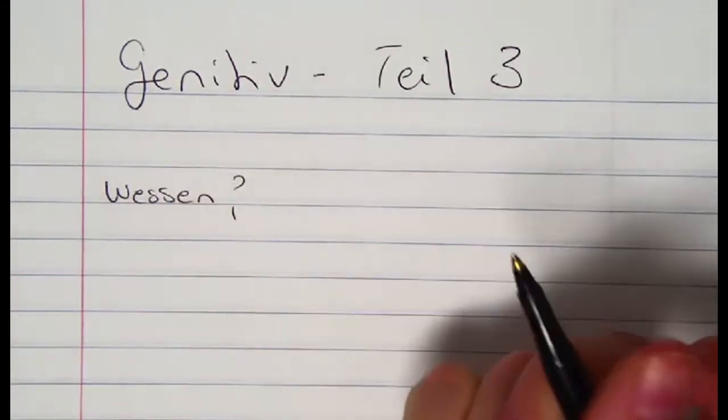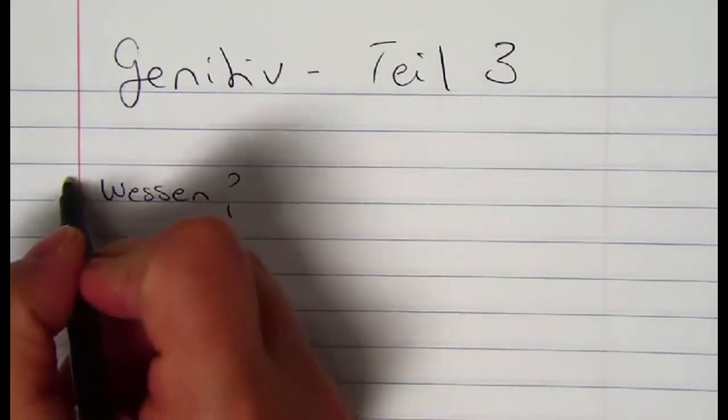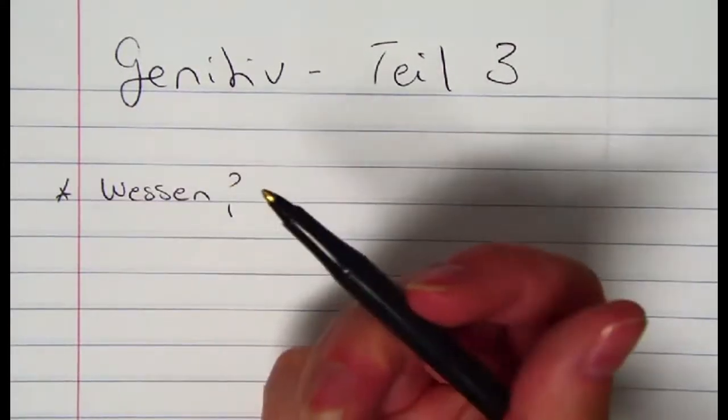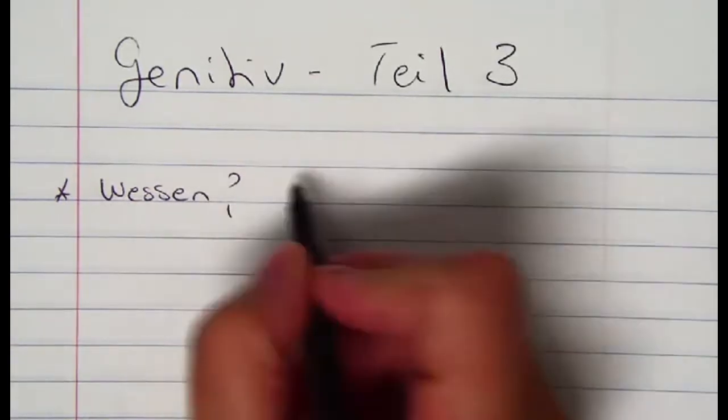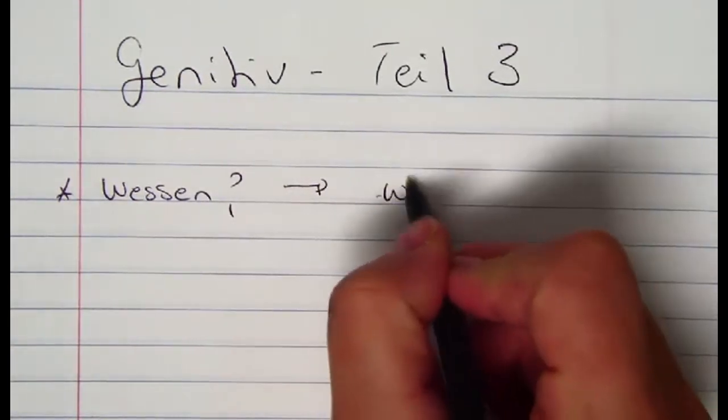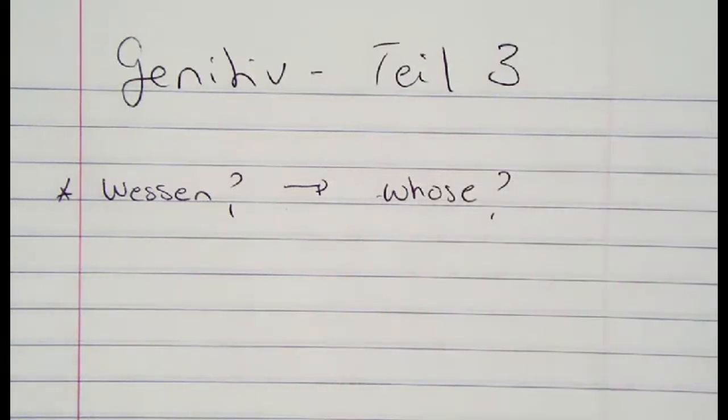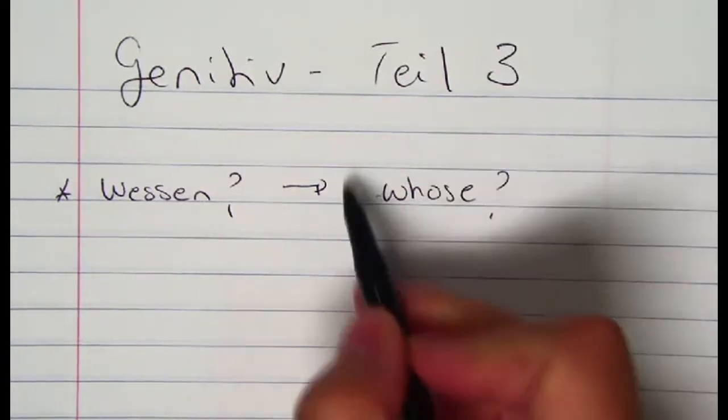Hi everyone. So we're going to continue with genitive. And of course that is the fourth of our four cases. And in this case we have wessen as your question word. Wessen, of course, means whose. So whenever we had all those who questions, this is the one that you were missing.